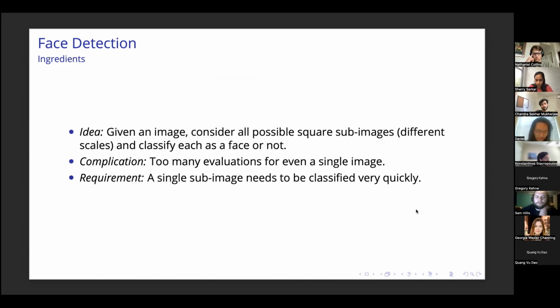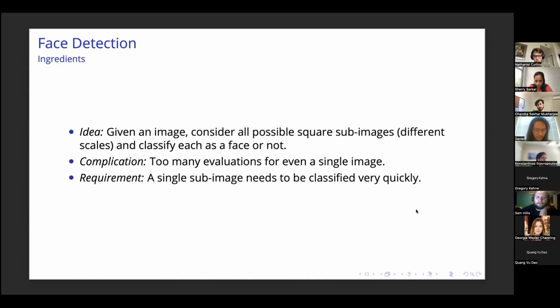Okay, so what is the idea behind that? When I'm given an image, in some sense we know how to classify a given image, whether it is a face or not a face, or we can hope that we can make that work. But what we don't know is how to find all the faces in a given image. So given an image, we consider all possible squares and we search for faces there.